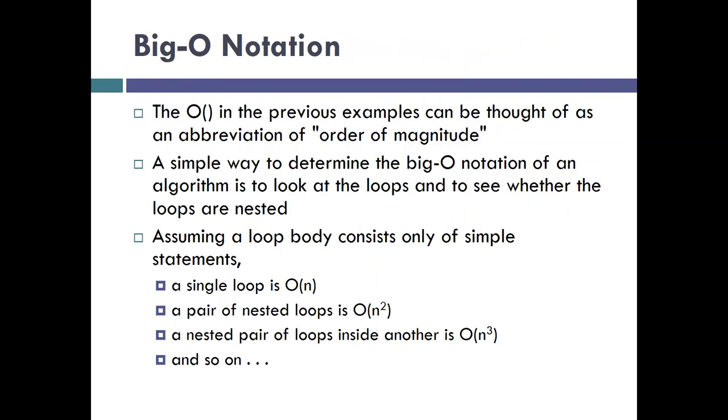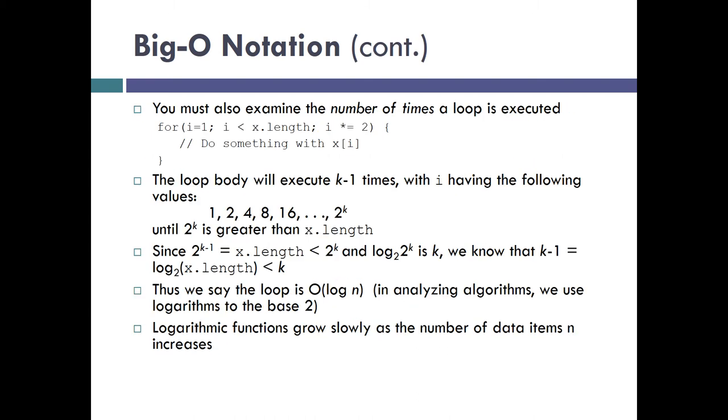Okay, so big O, so what is big O? Because we've been saying it a lot. Think of it as the order of magnitude. That's a good abbreviation. Big O is the order of magnitude of the problem. And again, the easy way to determine it is, assuming the loop body is only simple statements, a single loop is O of n, a nested loop is O of n squared, a nested loop inside of a nested loop is O of n cubed.